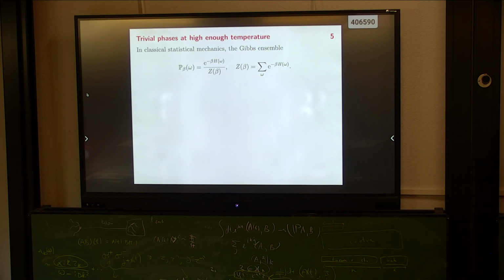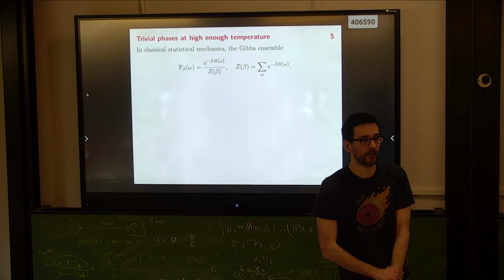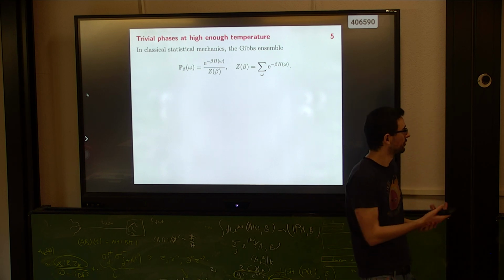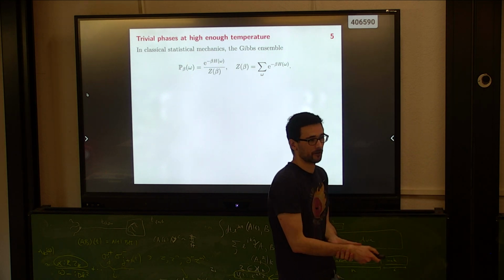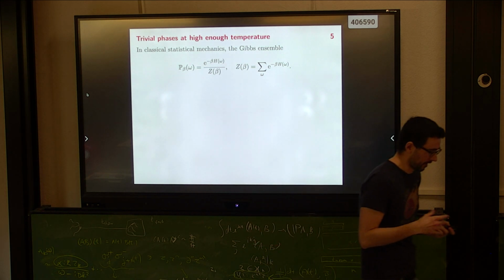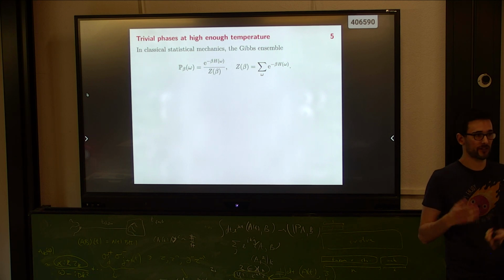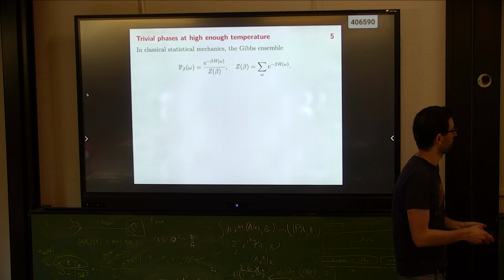Okay. Now let's try to make this intuition precise, that indeed we expect, or can prove, that a very large family of systems are in featureless, trivial phases at high temperature. So for much of the talk, I'll just tell you about classical statistical mechanics. The story generalizes with a couple bells and whistles to quantum systems.